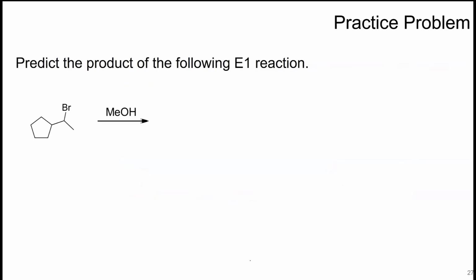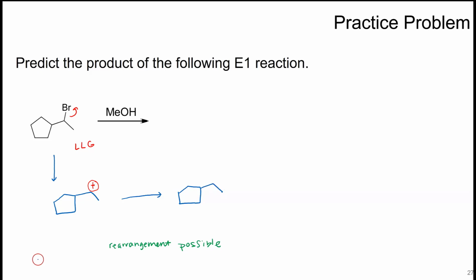So what would the product be for this reaction? You have loss of leaving group. We form the carbocation, and because we're forming a carbocation, a rearrangement is possible. In this case, it can happen and will, to form the tertiary carbocation. This is a rearrangement.